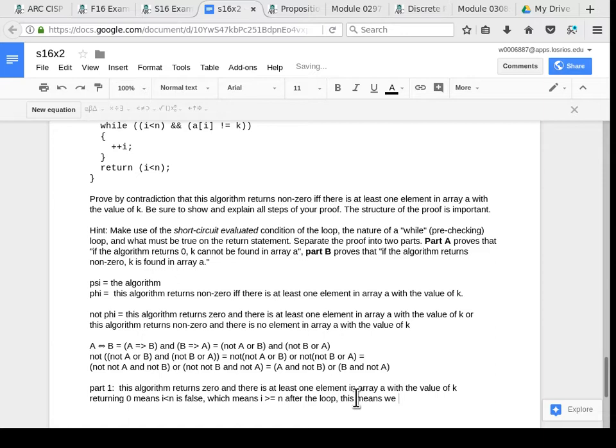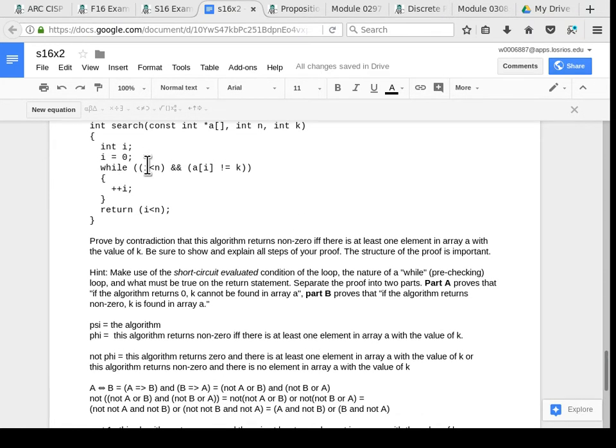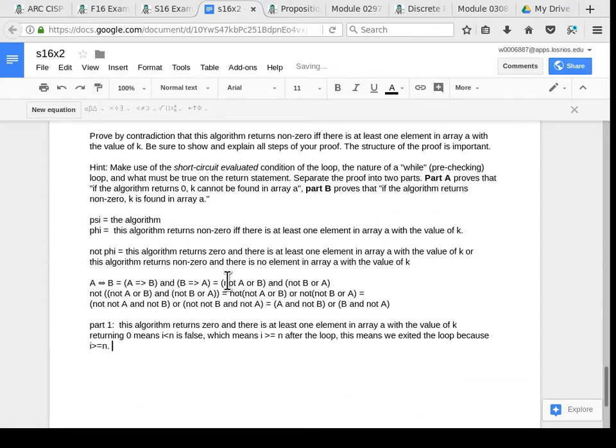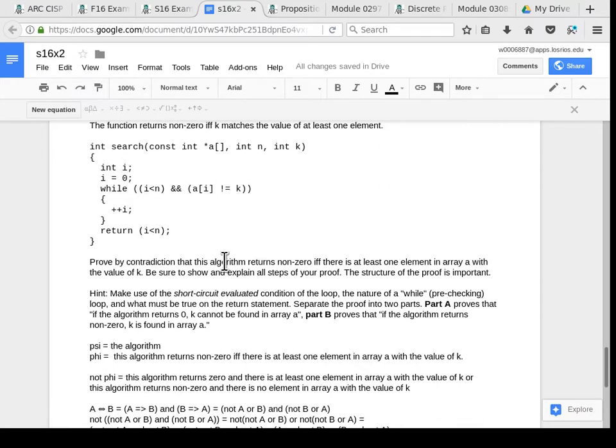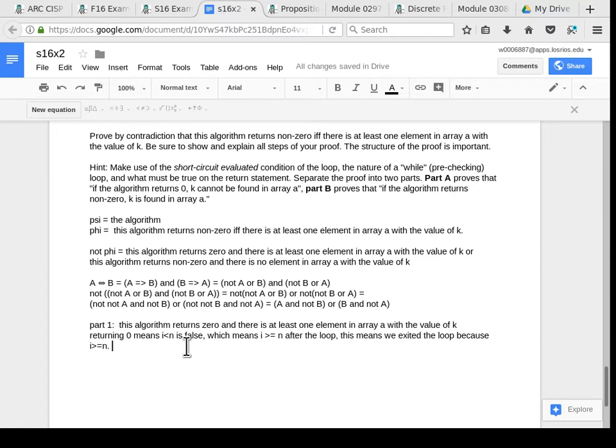This means we exited the loop because I is greater than or equal to n. Now, can we get out of the loop because I is greater than or equal to n, but also at the same time, there's an element in the array A that equals K? That is the argument. It is not possible. The reason why that is not possible is if we did have an element in the array that has the value of K, we would have exited because this condition is false. So we write it down here.